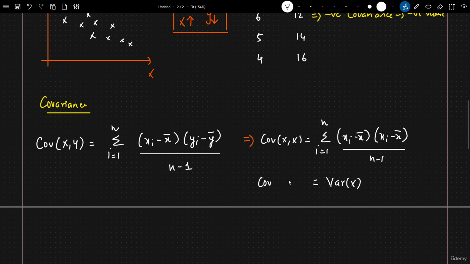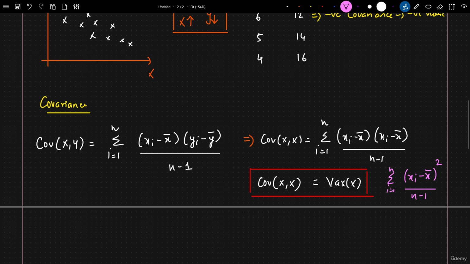So covariance of x comma x is nothing but variance of x. Please try to understand this, okay? And this is what we have actually proved. If you remember, what is this formula? This is nothing but variance of x only, right? How do we write variance of x? Nothing but summation of i equal to 1 to n, (x of i minus x bar) divided by (n minus 1), whole square, right? This was my variance formula.